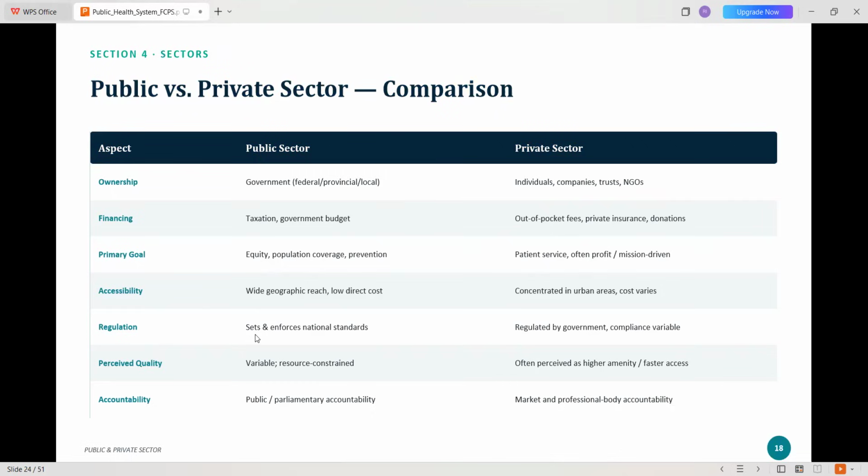Regulation: the public sector sets and enforces national standards, whereas the private sector is regulated by the government, with variable compliance. Perceived quality is variable with resource constraints in the public sector, whereas the private sector is often perceived as having higher amenities. Accountability: in the public sector it is the primary accountability, while the private sector has market and professional body accountability.